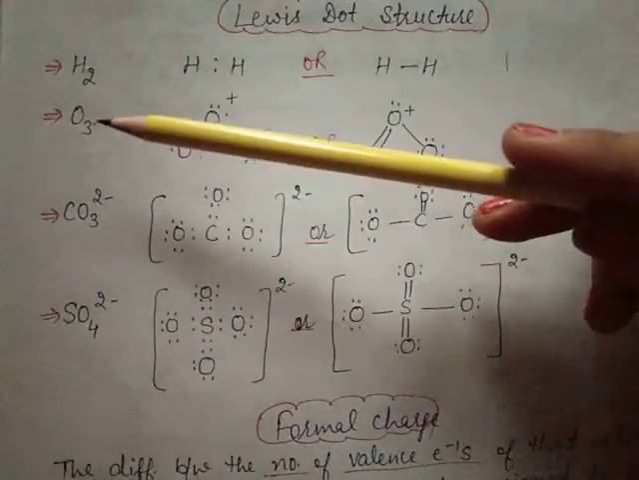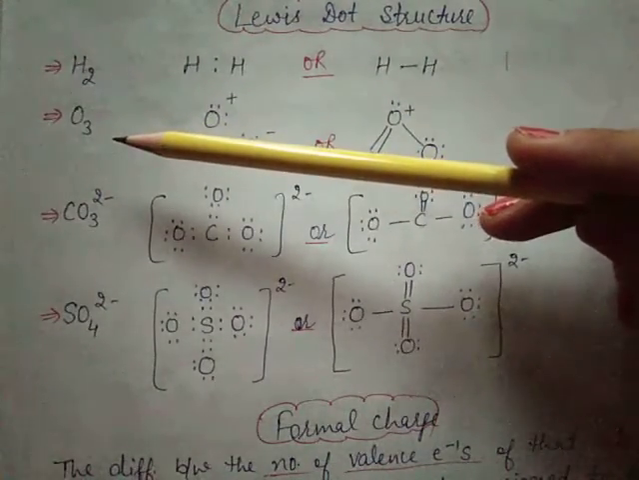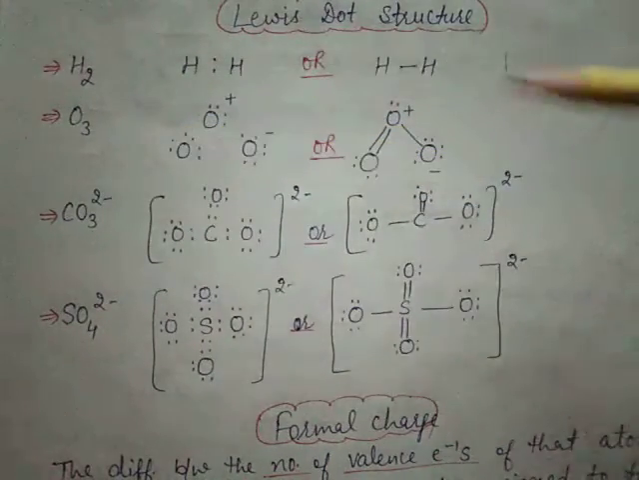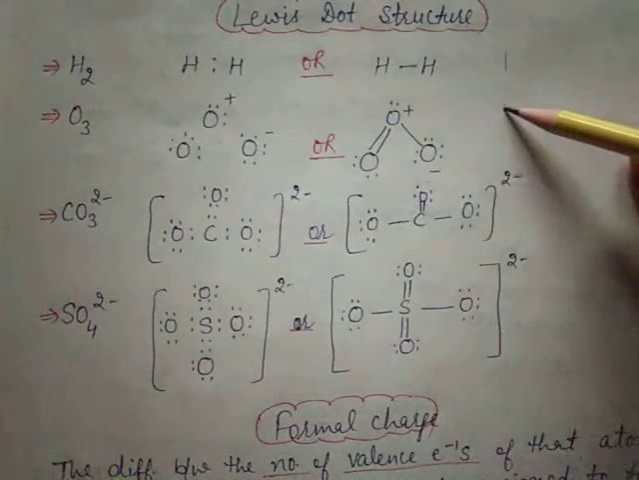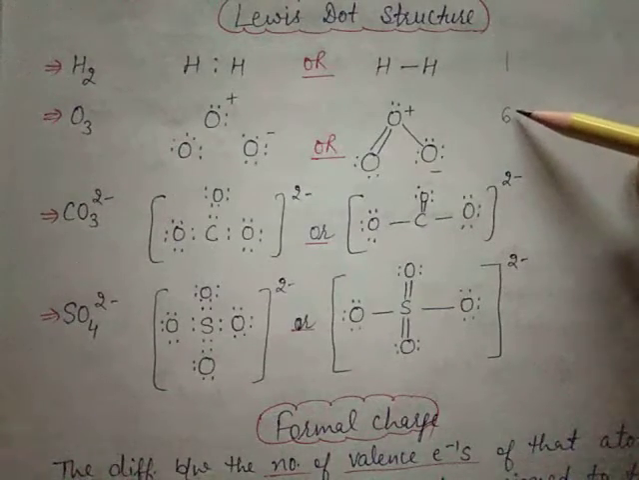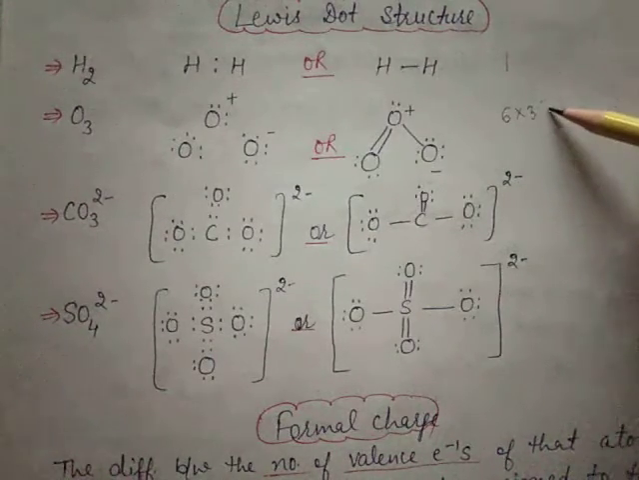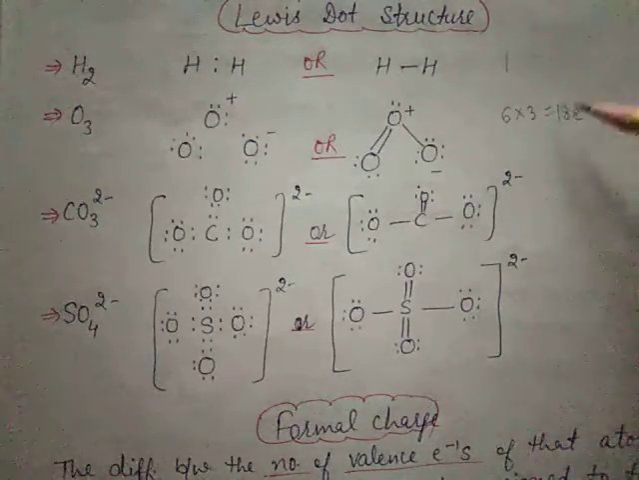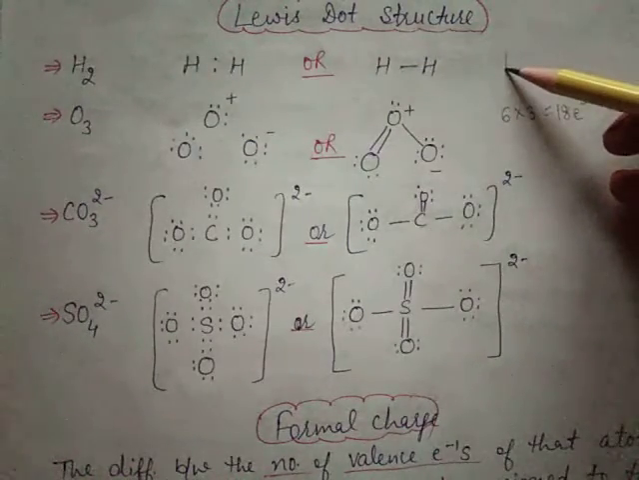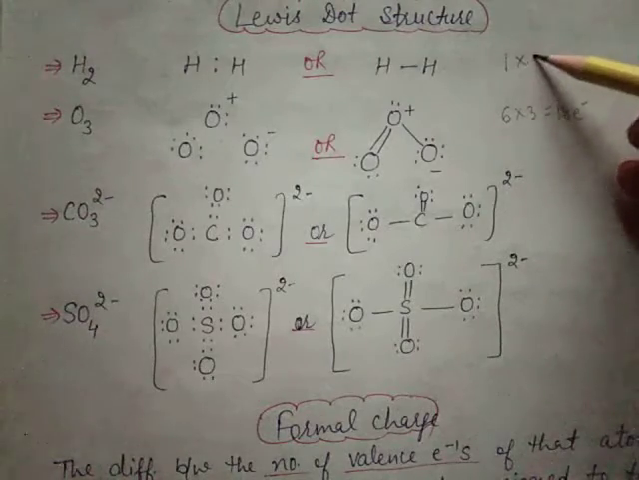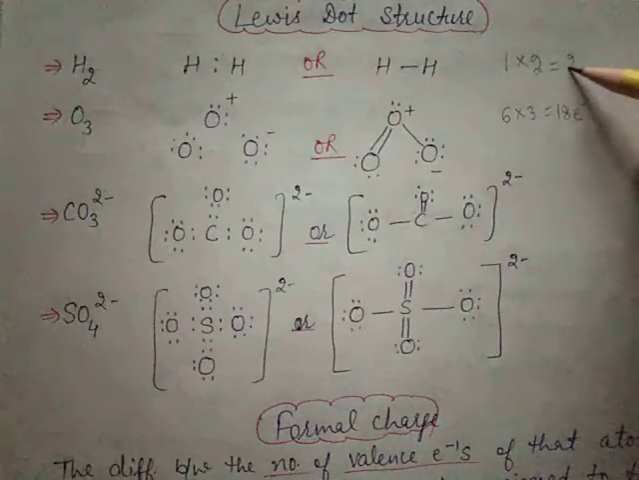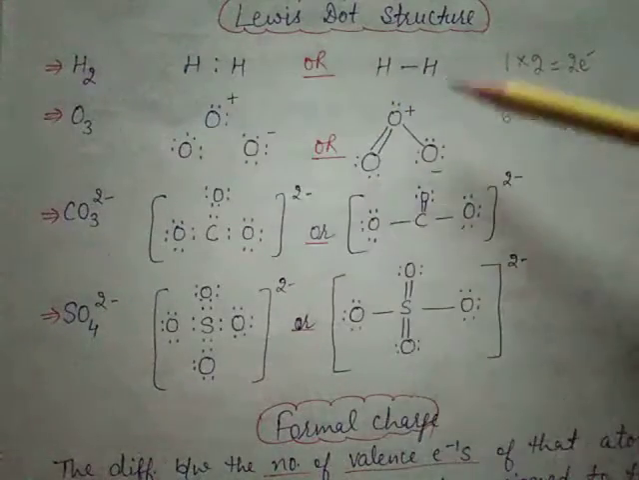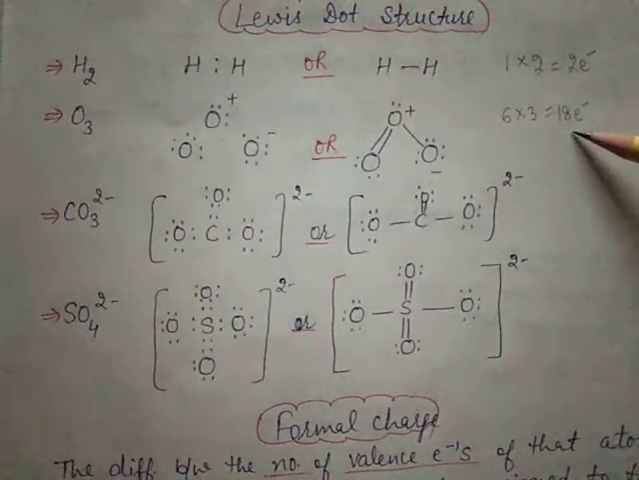Now next is O3, ozone. In this case, step number 1, count the valence electrons. Here oxygen has 6 valence electrons, multiplied by 3, that is equal to 18 electrons. In this case total 18 electrons are present.